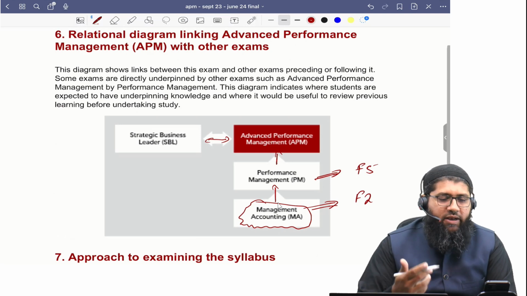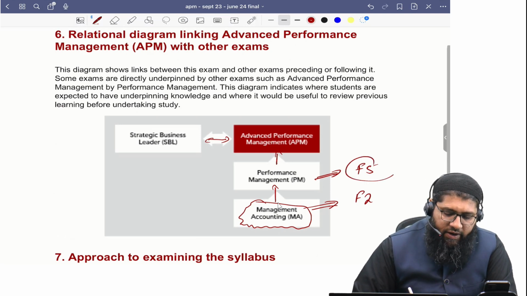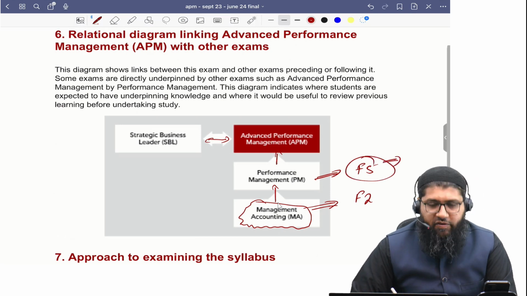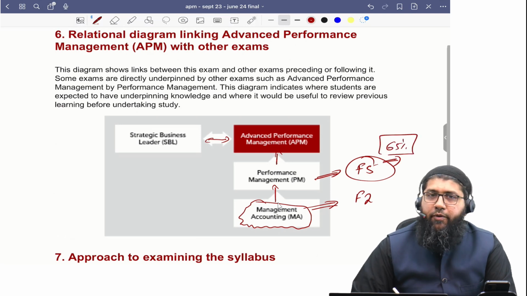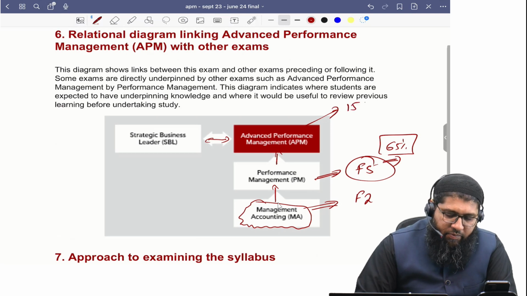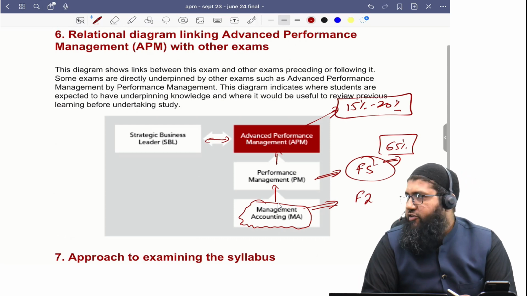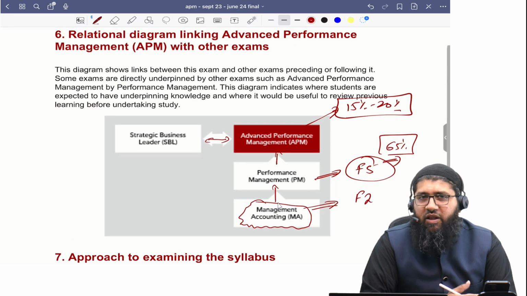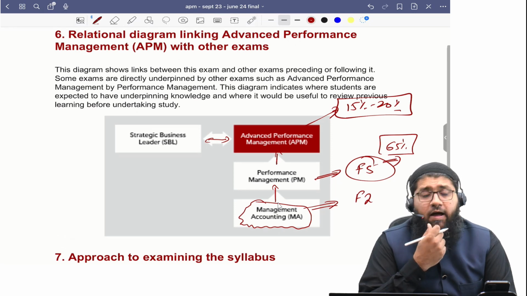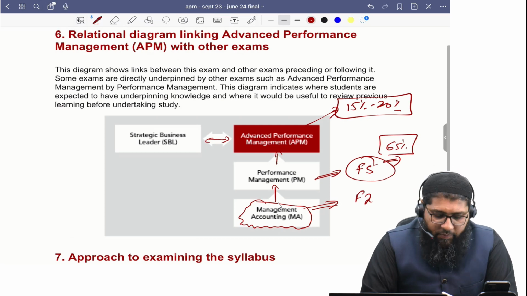One thing I would like to mention is that when we look at F5, this paper has around 65% calculations and computations. But when it comes to APM, there is hardly 15% to 20% of the paper that is going to be based on computation. The rest of the paper is theoretical. It's not a computational paper. That's something you would have to keep in mind.